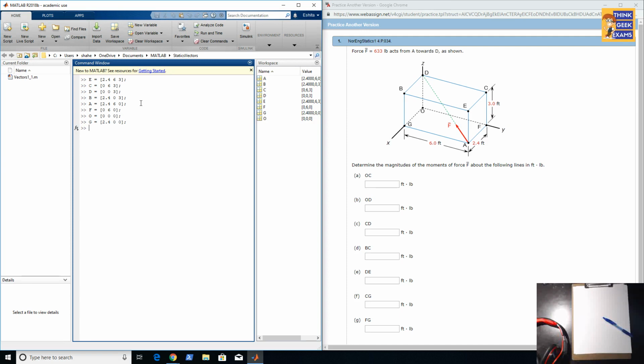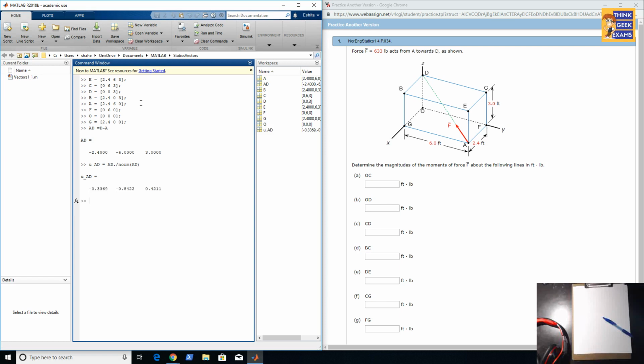Now we are going to find the line AD. AD is D minus A. Pretty simple. I want to see this one. Yeah, so D minus A. So UAD is actually AD divided by norm of AD. And that should give me the unit vector AD.